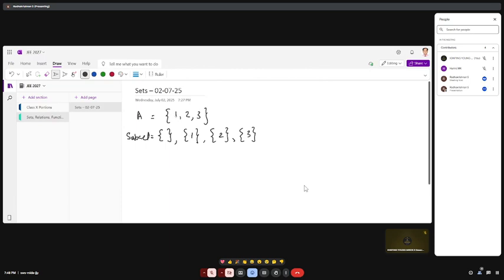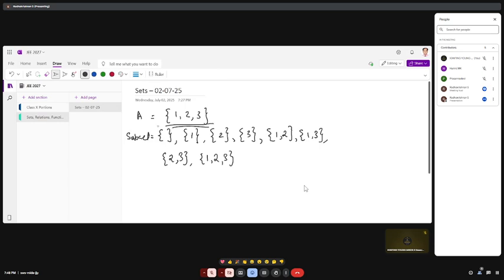Since 1 is there, 2 is there, and so on. Similarly, {1, 2}, if you make a set like this, is also a subset, right? {1, 3} is also a subset. {2, 3} is also a subset. So these are all subsets of A. Do you understand, Harini? Do you agree? Yes, sir. Thank you, sir.